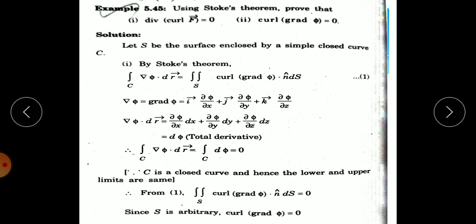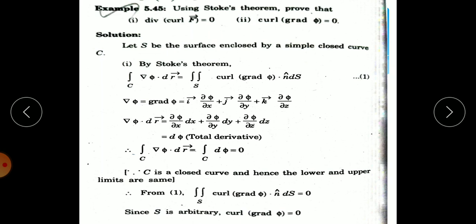Using Stokes theorem, prove that divergence of curl F vector equals 0 and curl grad phi equals 0. So two things we are going to see here today, two subdivisions. In the first, we have to find curl F and then the divergence of curl F. In the second, we have to find grad phi and then curl grad phi.